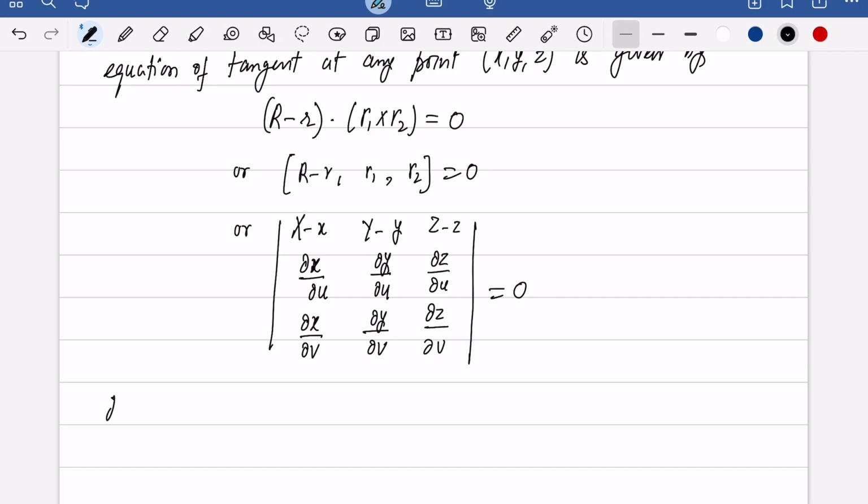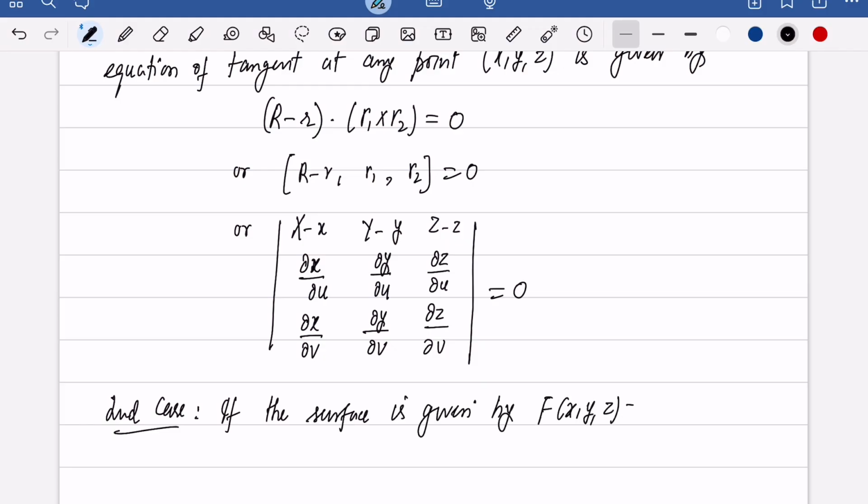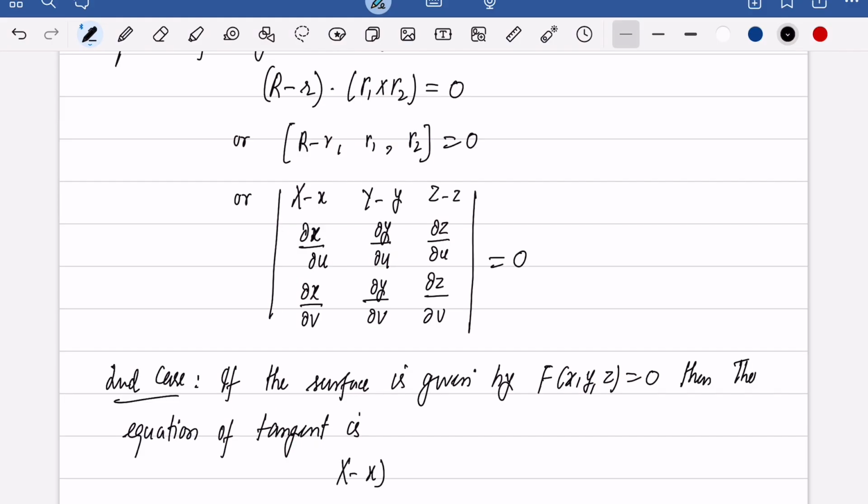The second case is if the surface is given by f of x, y, z equal to 0. Then the equation is x minus x into del f by del x plus y minus y into del f by del y plus z minus z into del f by del z is equal to 0.